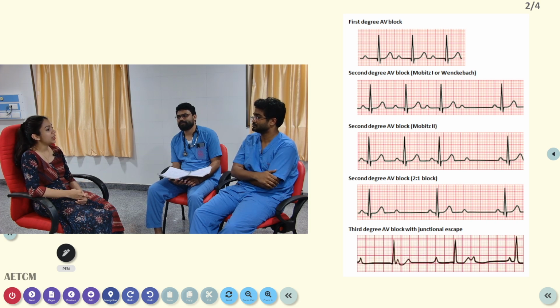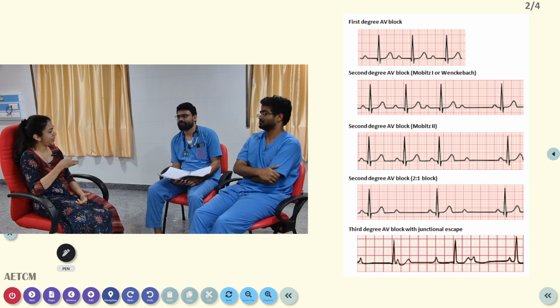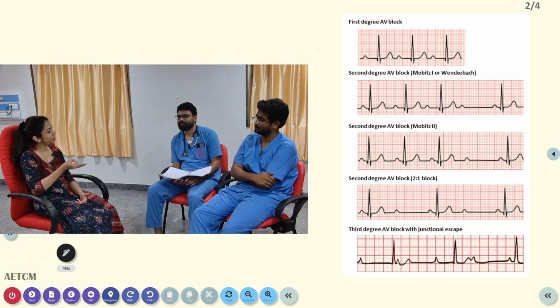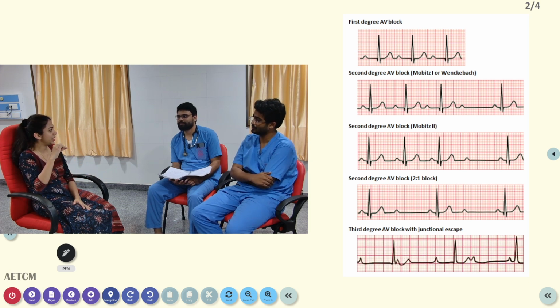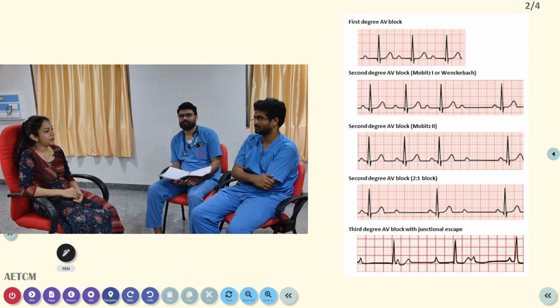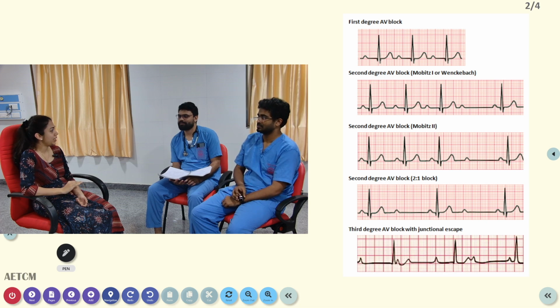Then one more: if the patient is a known case of AF and is developing complete heart block, it will look like a third degree heart block. But P waves won't be seen. Fibrillatory waves will be seen, but the RR will be regular. Understood? Usually in AF, RR will be irregular, but if there is complete heart block, RR will be regular. Then junctional rhythm can also be regular.